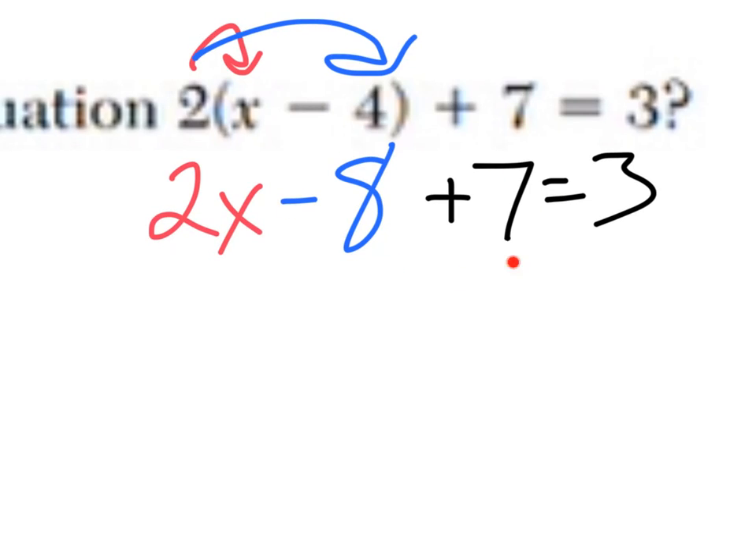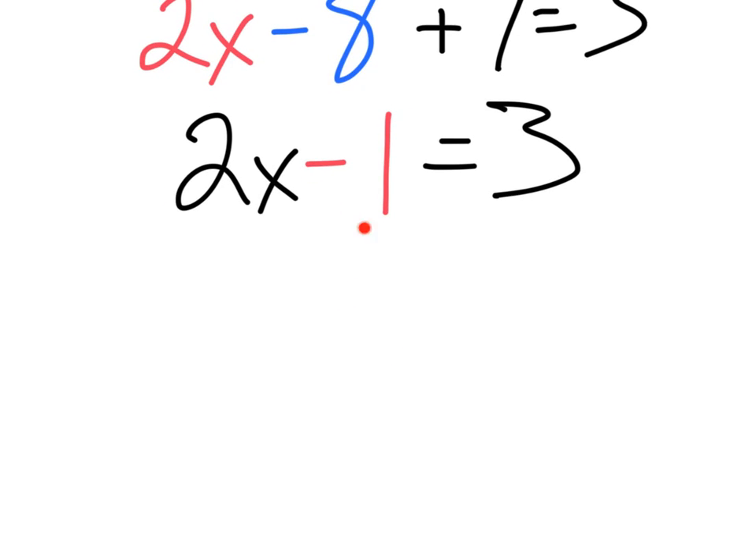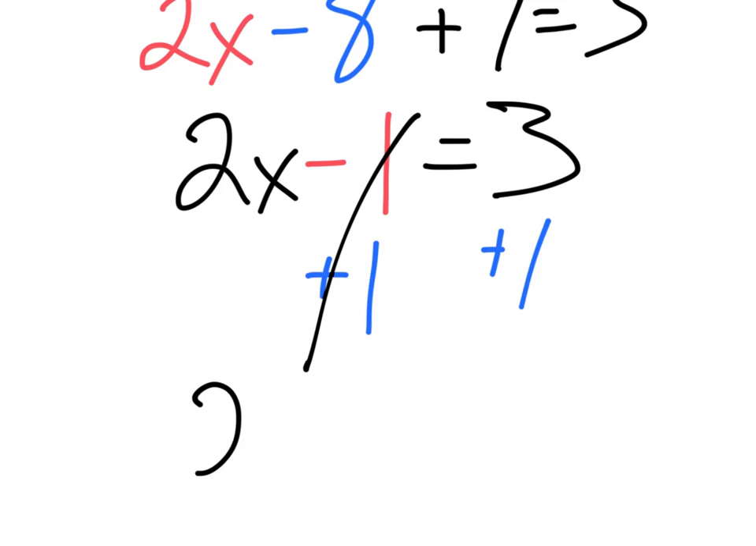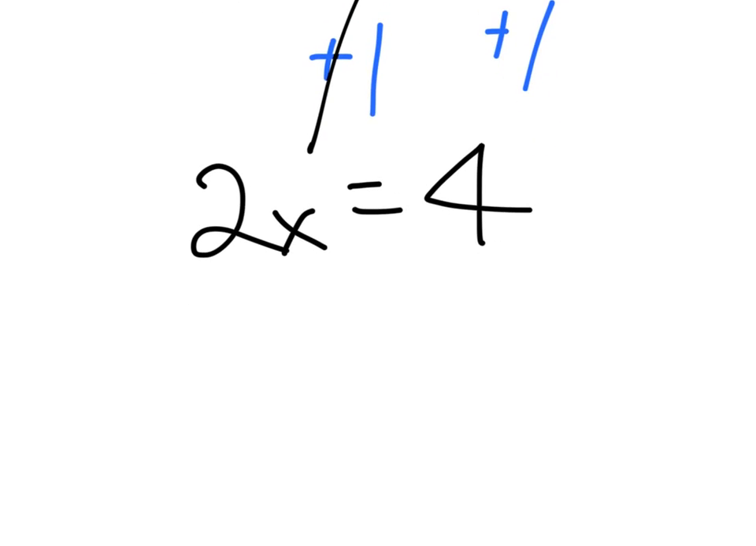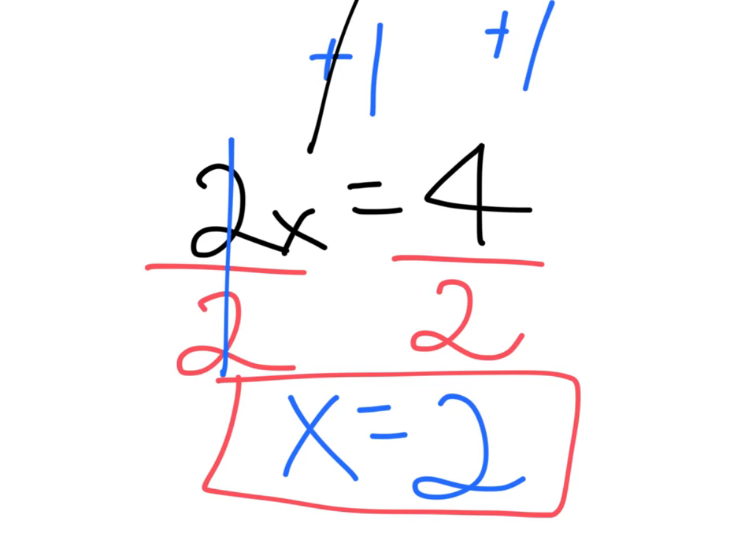I can see that we can combine these, so this is going to be 2x minus 1 equals 3, and then we're going to need to take this and bring this over to this side. We're going to add 1 to both sides, and when we do, the 1's cancel out, and we're left with 2x equals 3 plus 1 is 4. We now need to apply the inverse operation. We're going to divide both sides by 2. We can cancel these out, and 4 divided by 2 is simply 2. So x equals 2. 2 is our answer.